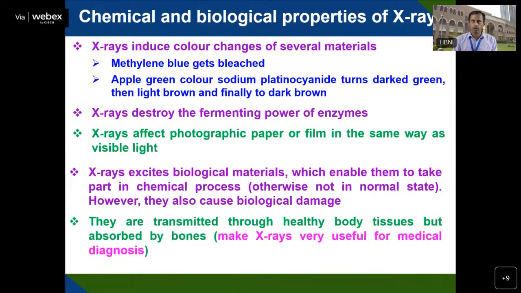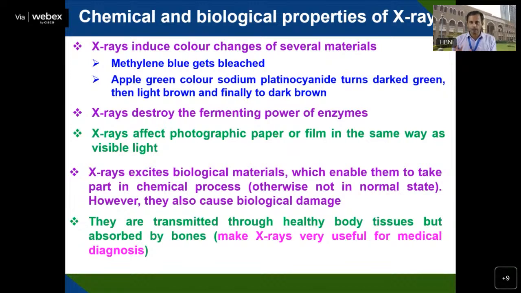X-ray also affects photographic papers as well as films in the same way as visible light. So X-ray excites biological materials, which enables them to take part in chemical processes. Some materials that are not excitable biological materials can be excited by the X-ray process. It can also cause biological damage. X-ray can cause damage of body tissue. They are transmitted through healthy body tissue but absorbed by the bones, which makes X-ray usable for medical diagnosis.